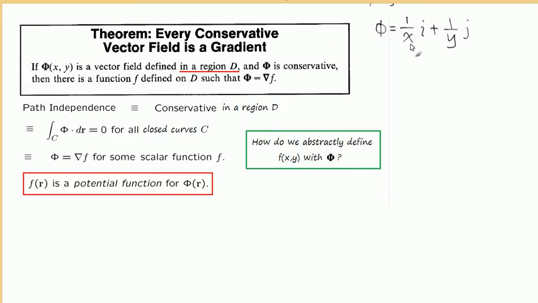Infinitely many points: all the points where x equals 0, which is this vertical line, right? All the points where y equals 0, this is a horizontal line. Everywhere on these axes, this vector field is not defined, right? But where is it defined? In the strict interior region of the first quadrant, the vector field phi is defined. In the strict interior region of the second quadrant, this vector field phi is defined, and so on. So that's what they're talking about, region D.